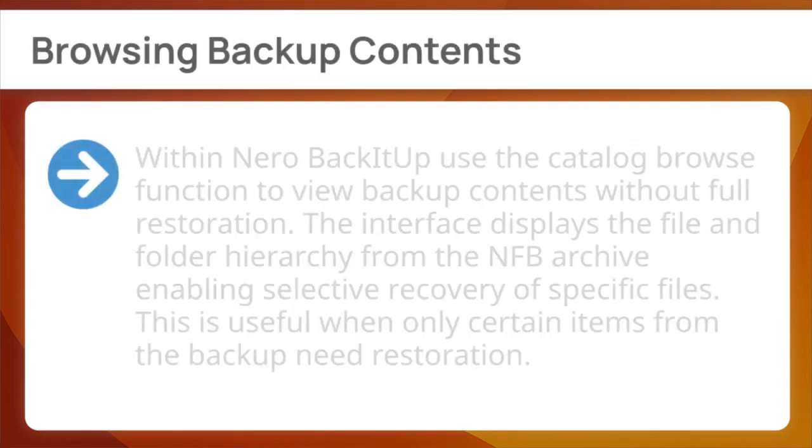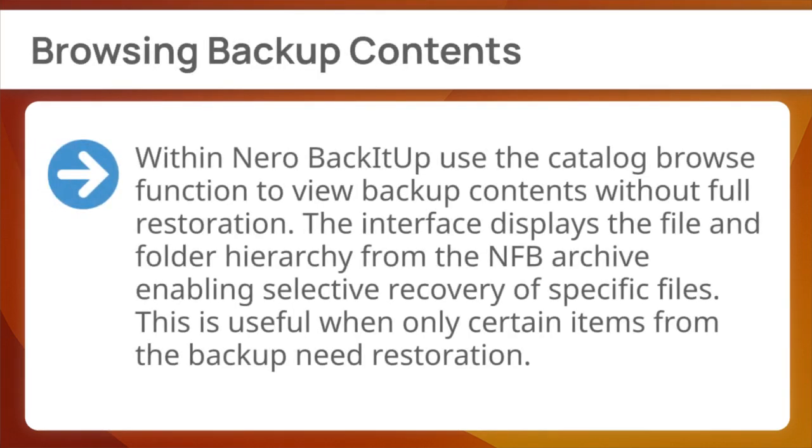Next, browsing backup contents. Within Nero BackItUp, use the catalog browse function to view backup contents without full restoration. The interface displays the file and folder hierarchy from the NFB archive, enabling selective recovery of specific files. This is useful when only certain items from the backup need restoration.